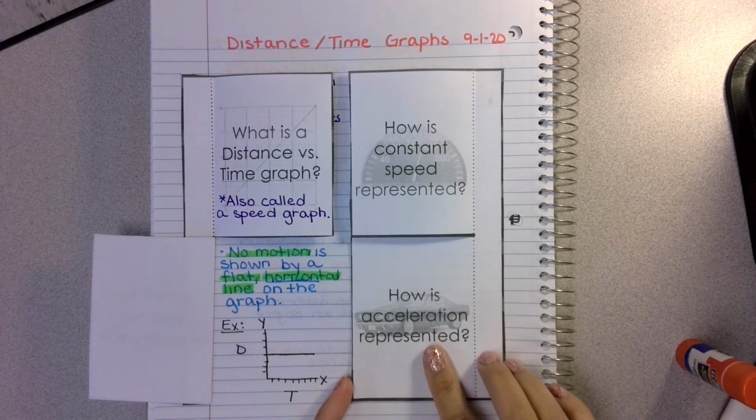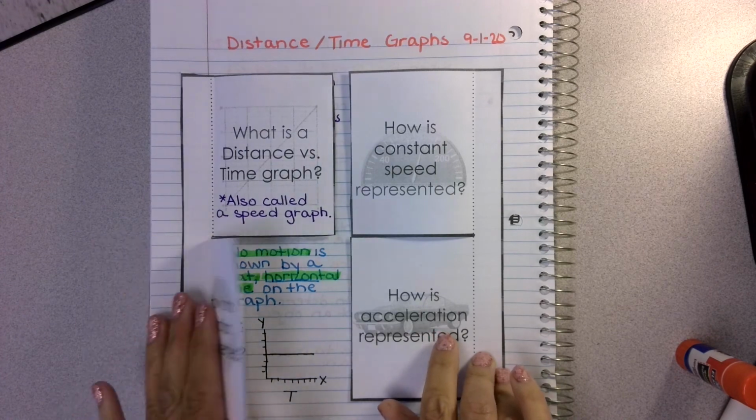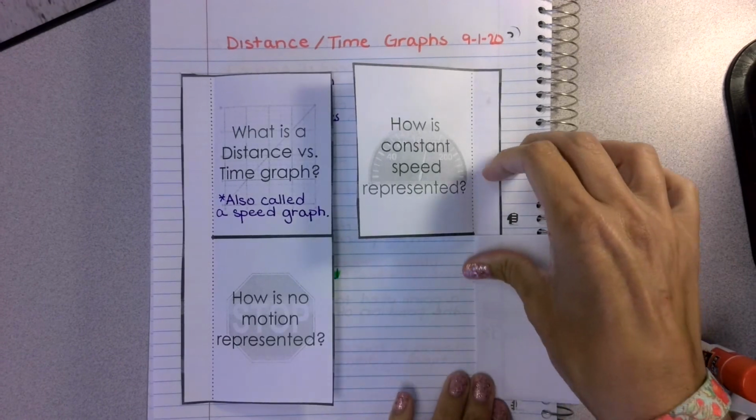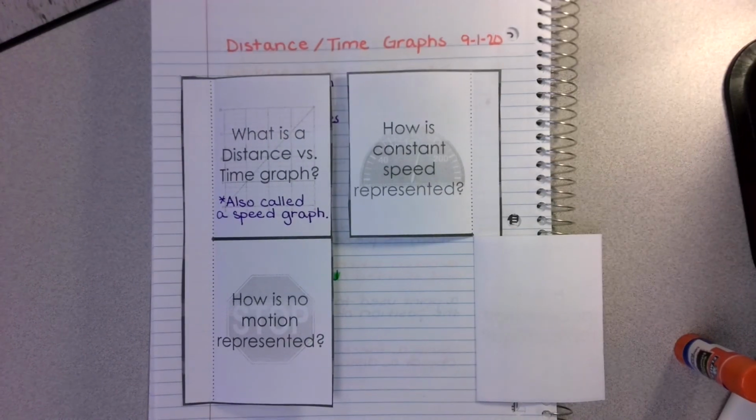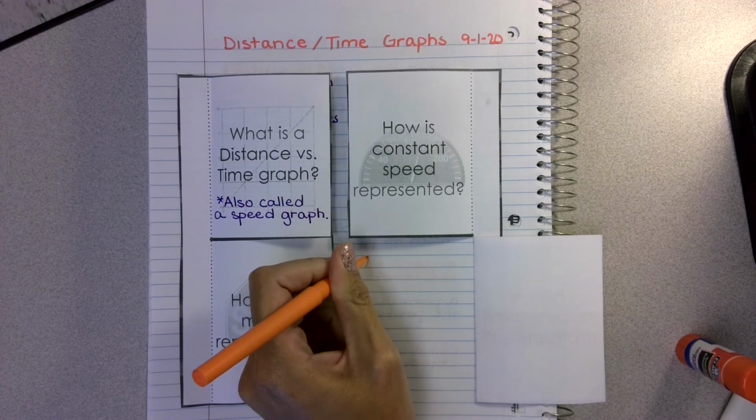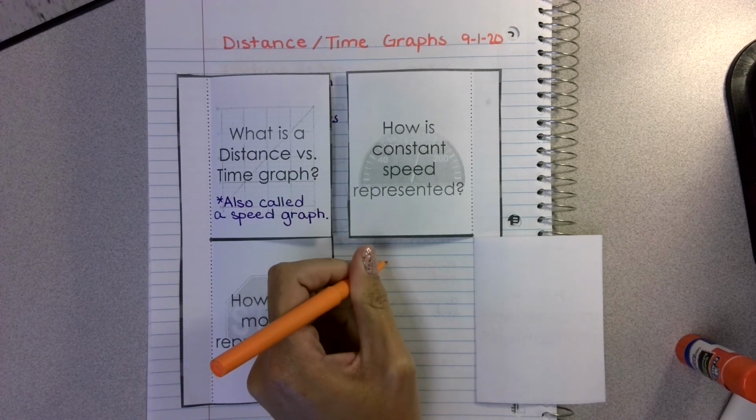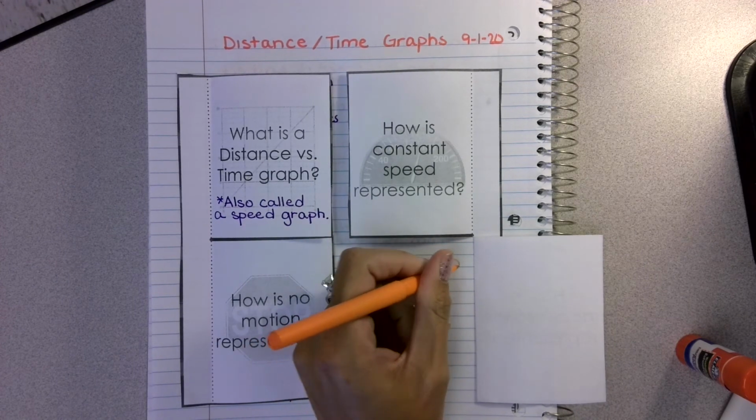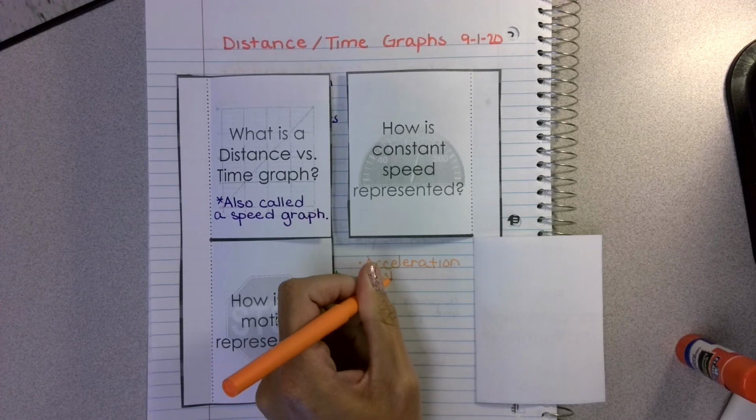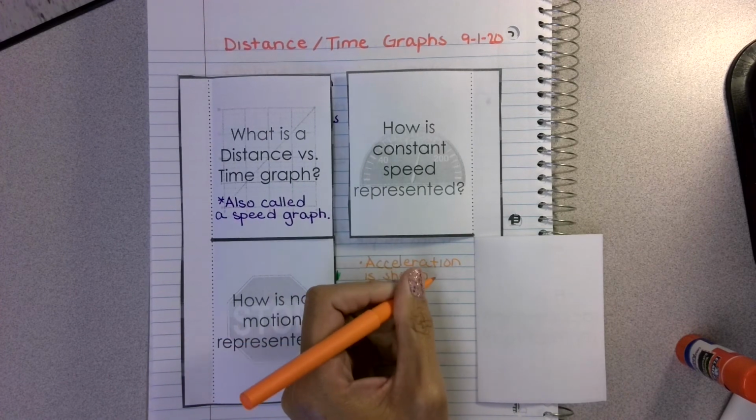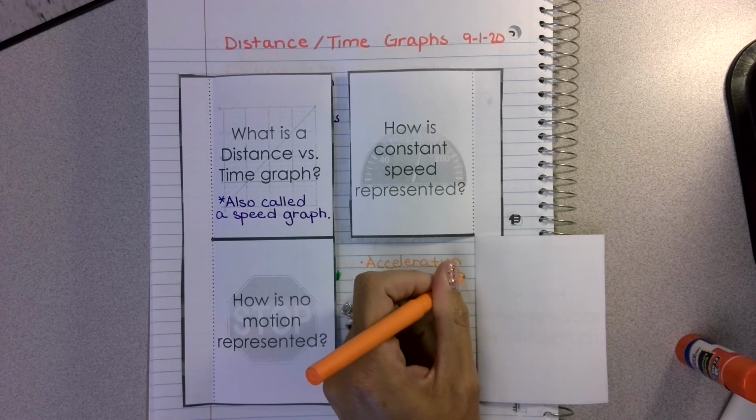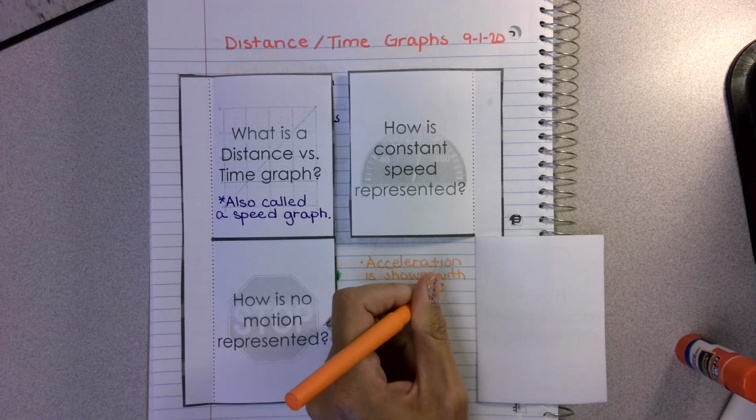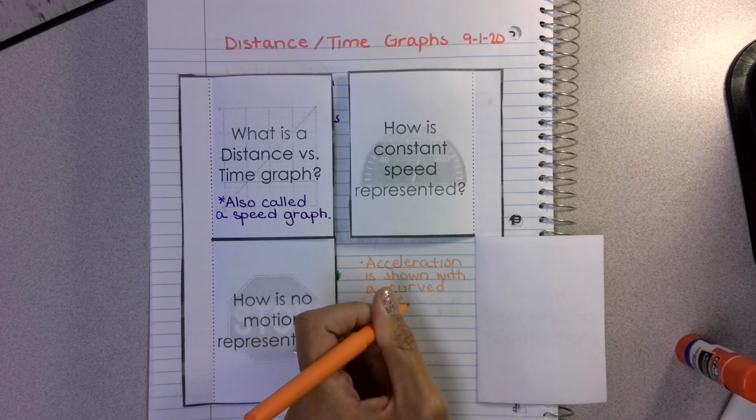All right, now, how is acceleration represented? So if you're speeding up, how is that represented on a graph? Okay, acceleration is shown with a curved line.